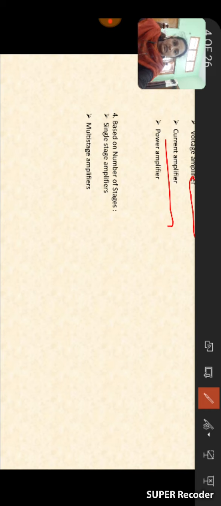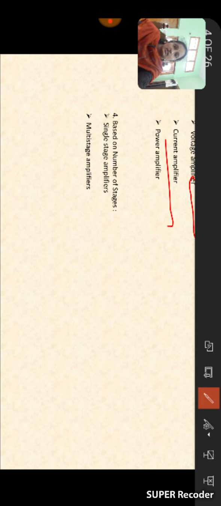It is an amplifier used to increase the strength of a current signal. Next one is the power amplifier. Power amplifiers are used to increase the strength of power signals only. Finally, according to the function, the amplifiers are classified into three types: voltage amplifier, current amplifier, power amplifier.